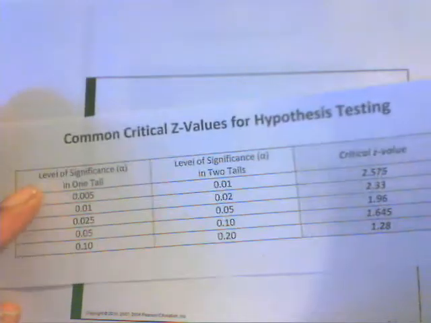Okay. Now, I've already gone over the hypothesis testing procedure that's in your handout. And I've gone over the common critical Z values for your hypothesis testing. Now, I can briefly show you an example.